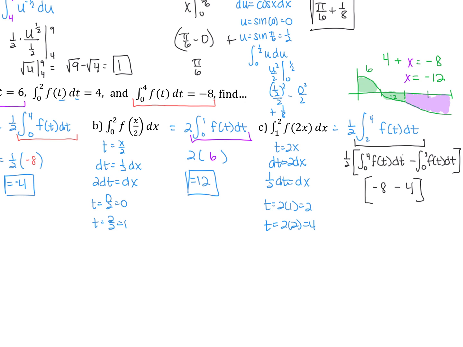There's lots of ways to think about these problems. So I'm doing half of -12. Oh my goodness, what am I writing? Half of -12, which is just -6. And so that end result would be -6. So lots of fun ways that we can use that fundamental theorem of calculus.